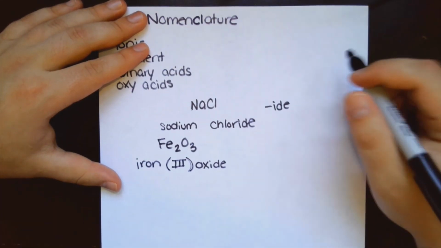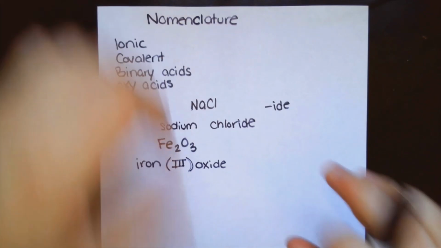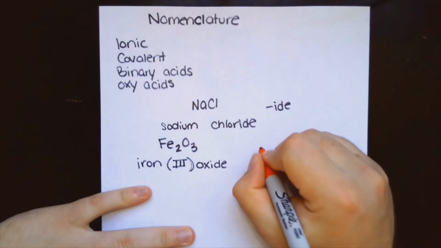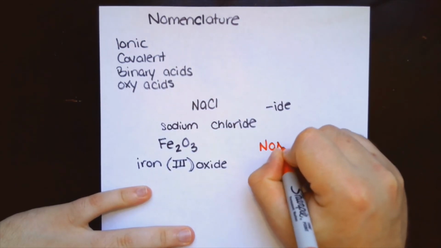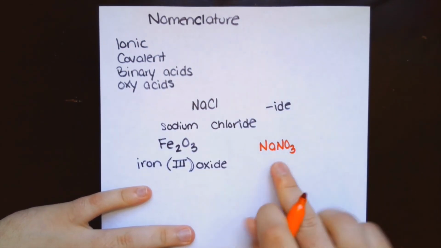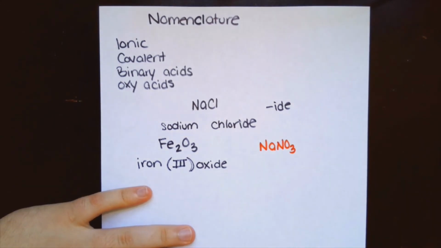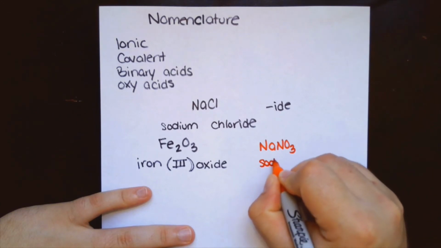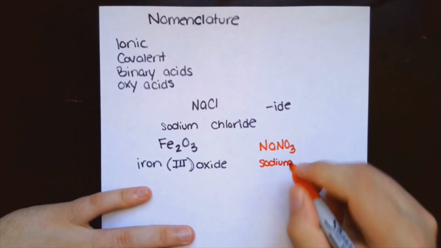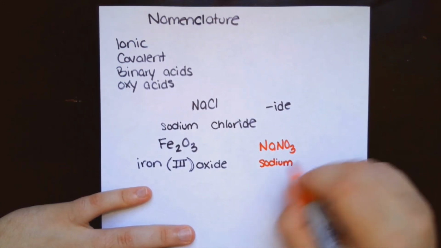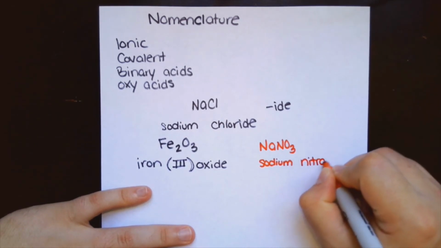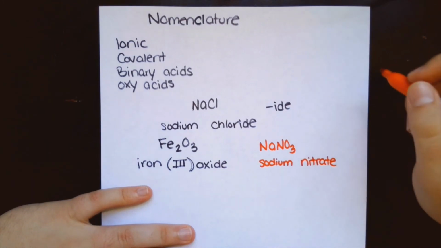And now you're done. The one exception to these rules is if you have a polyatomic ion in place of either the metal or the nonmetal. So let's say we have here sodium nitrate. Well, I just said the word. Basically here, you just say the metal once again, and you just give the name of the polyatomic. You don't change the ending of the polyatomic. So this would just be sodium nitrate.